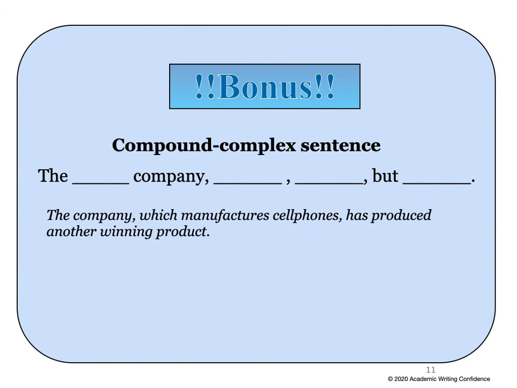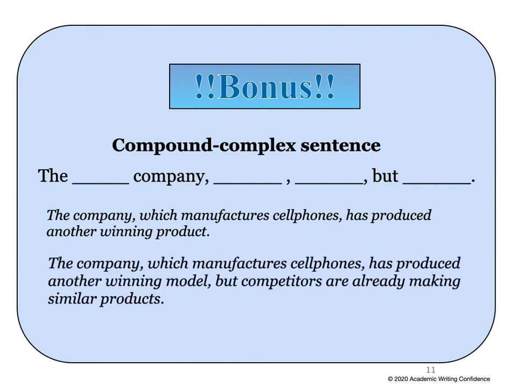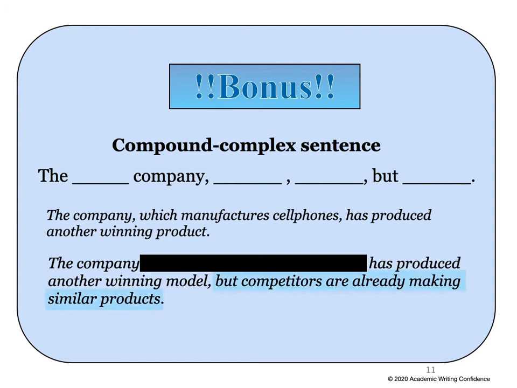The company, which manufactures cell phones, has produced another winning product. We can change this in this way. The company, which manufactures cell phones, has produced another winning model, but competitors are already making similar products. Now, if we take out the relative clause, we can make a compound sentence by adding the word but. This is the compound sentence part.